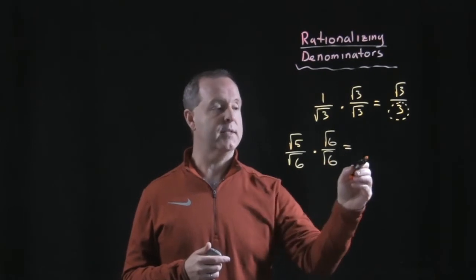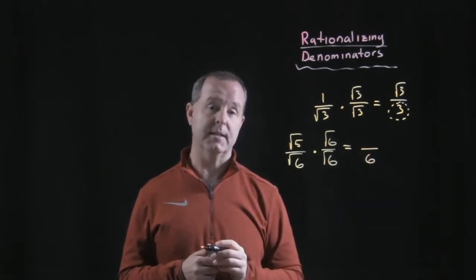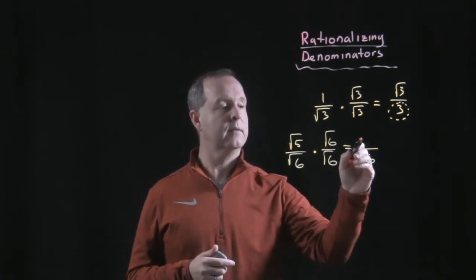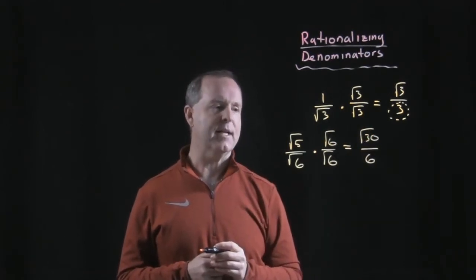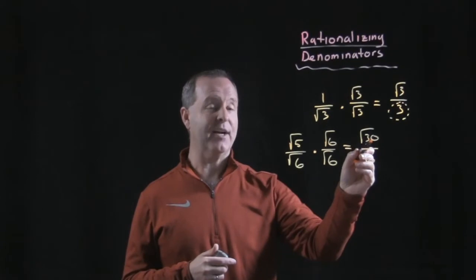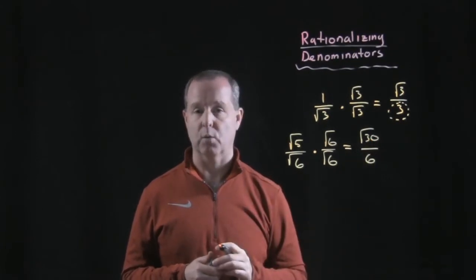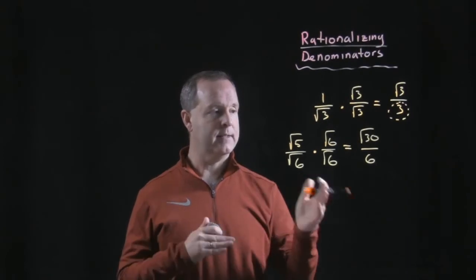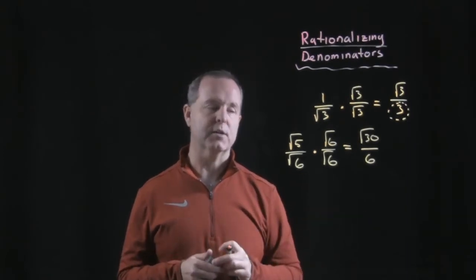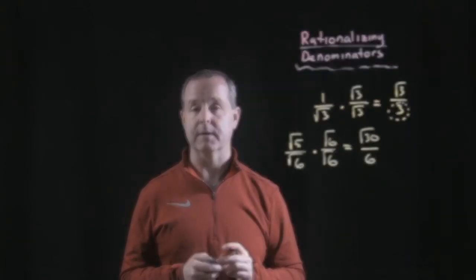Root 6 times root 6, the denominator just becomes a 6. The numerator becomes a root 30. And I might check to see if that reduces down. Are there any factors of 30 that are a perfect square? 4, 9, 16. Nope, I don't see any perfect squares, so now I am completely reduced.